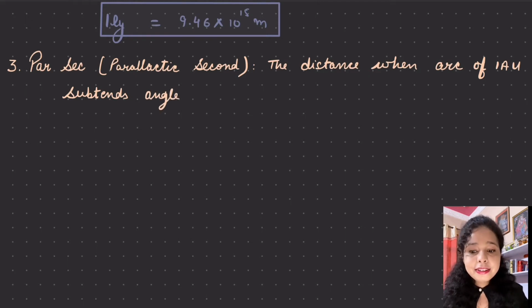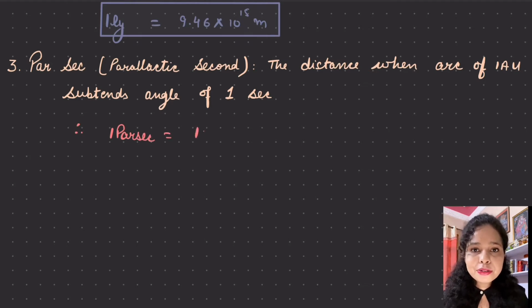As this radius is defined as parsec, therefore I can say 1 parsec is equal to arc, that is equal to 1 astronomical unit. So 1 parsec is equal to 1 astronomical unit divided by the angle which is subtended by the arc. So now 1 astronomical unit is going to subtend an angle of 1 second. Therefore 1 parsec is equal to 1 astronomical unit divided by 1 second.